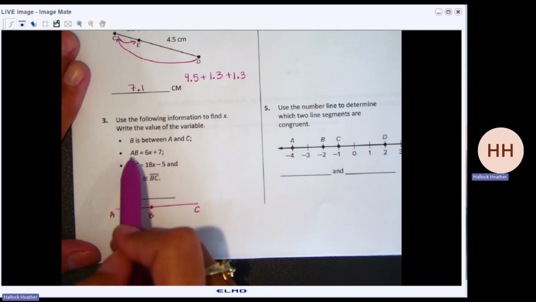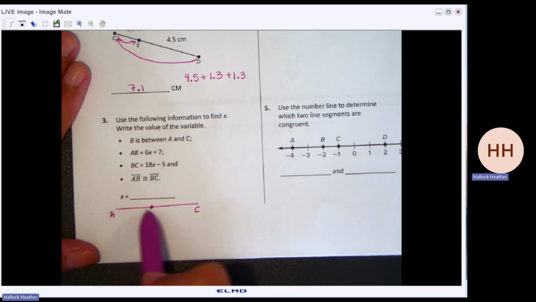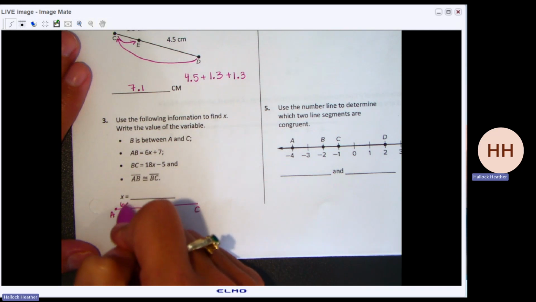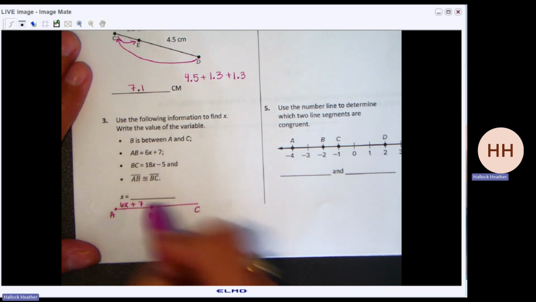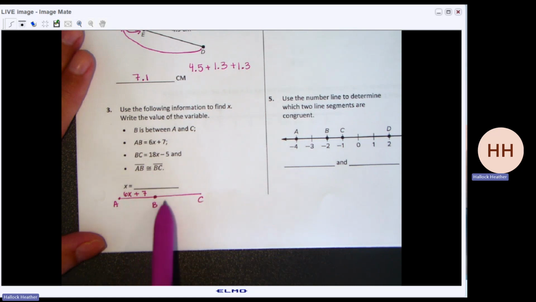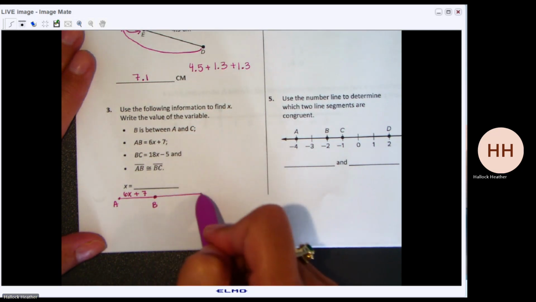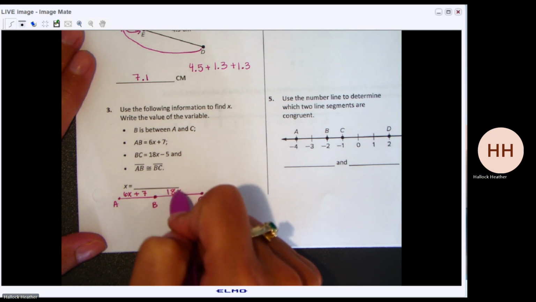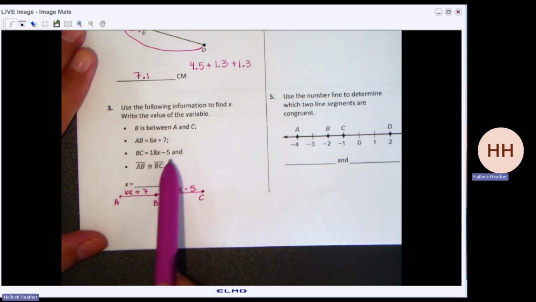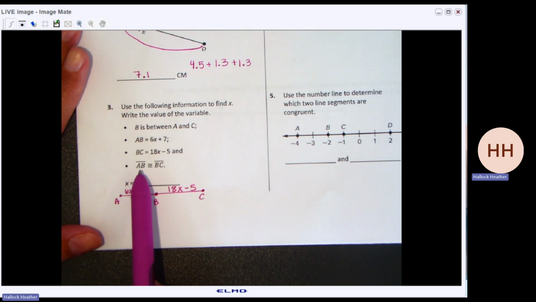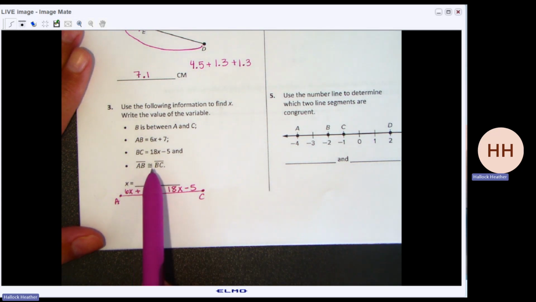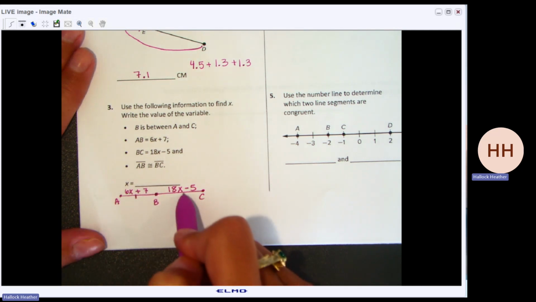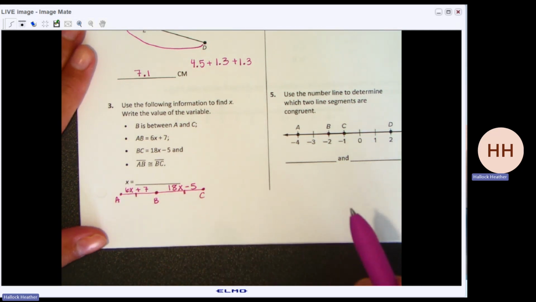I know AB, this portion from A to B, is equal to 6x plus 7. I also know BC, from B to C, is 18x minus 5. And I also know that AB is congruent to BC. Congruent means that they are equal to each other. So that's where I have this little line. That means they are equal to each other.